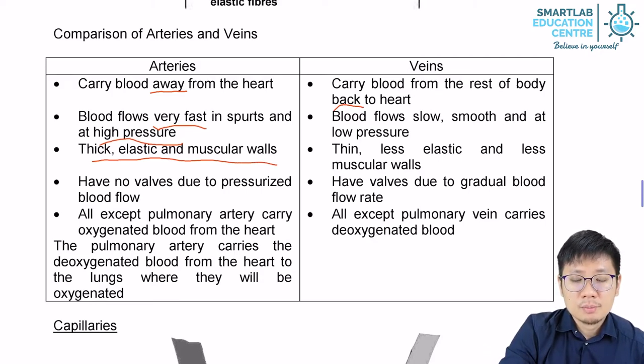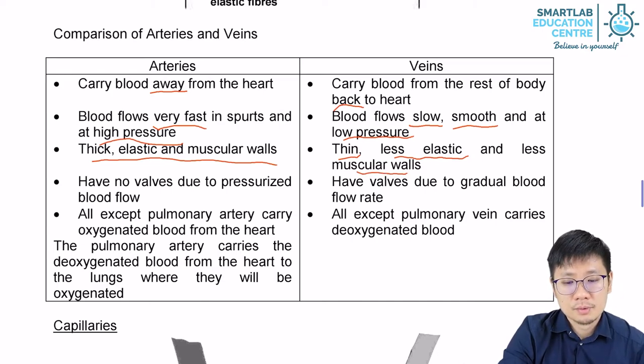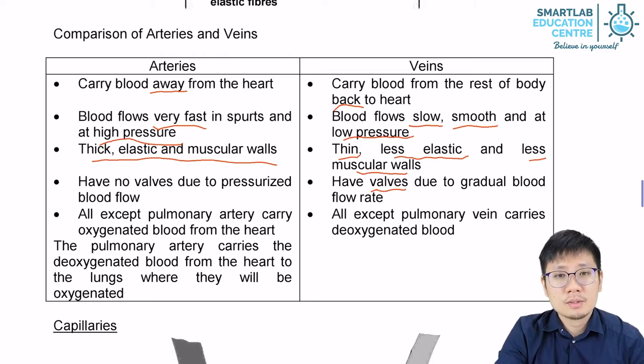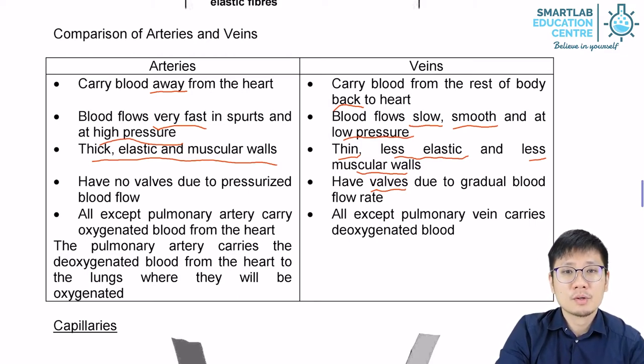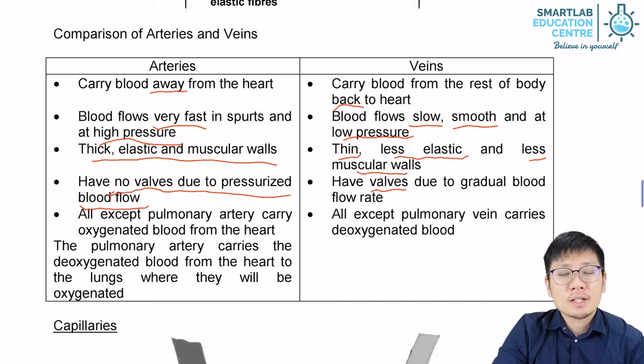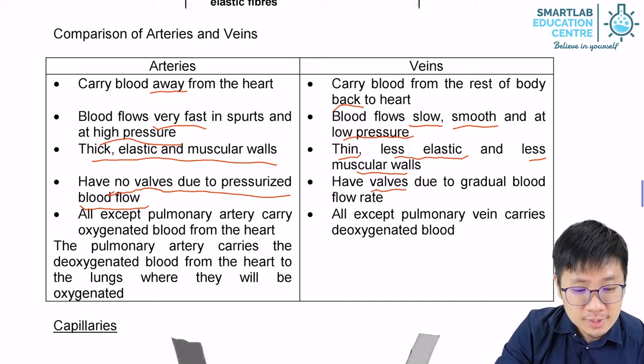Whereas the veins, the blood flows in them very slowly and very smoothly at low pressure. The walls of the veins are very thin. They are not as elastic. They do not have very muscular walls. The veins alone have valves. This is because in the veins, there is a danger of the backflow of blood. The valves prevent the backflow of blood. The arteries have no valves because blood flow is very fast and it's very unlikely that blood flows backward in the arteries.